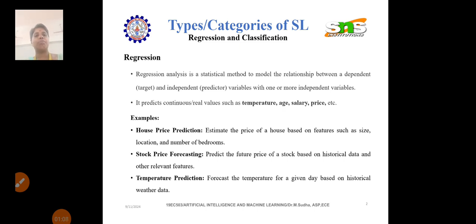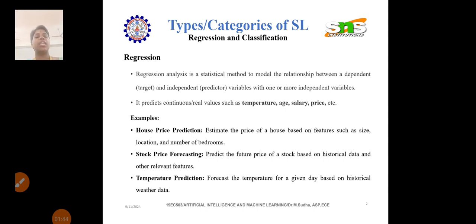Here are a few examples of regression: house price prediction. It estimates the price of a house based on features such as size, location, and number of bedrooms. Because based upon the size, location, bedrooms and some specific specifications, the price of the house will vary. The second example is stock price forecasting. It predicts the future price of a stock based on historical data and other relevant features. Obviously the stock price forecast also varies based upon the independent variables.